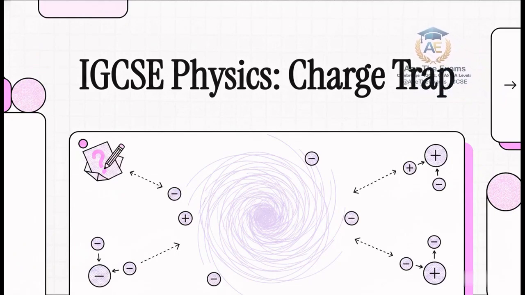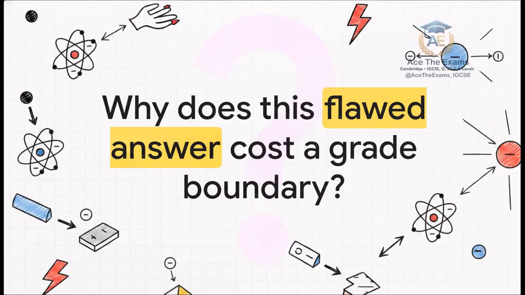You think you know how friction works? Think again. Today, we are decoding the ultimate electric charge trap. Okay, so here is the exact trap. I want you to read this seriously flawed answer. The strip became charged because it gained positive charges from the cloth.